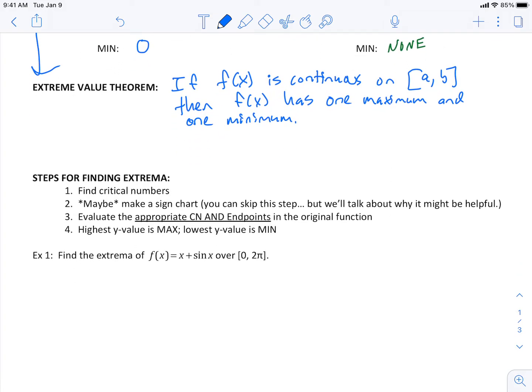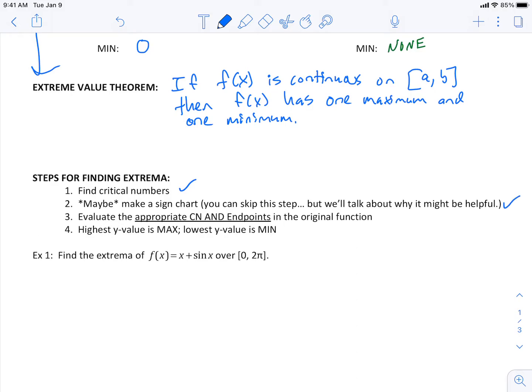Again, we're building on everything we've been working on. Number 1, we're going to find the critical numbers. To do that, you're going to take the derivative, set the derivative equal to 0, and then those solutions or discontinuities, those x values will be the critical numbers. Number 2, maybe make a sign chart. We'll talk about that in a little bit.